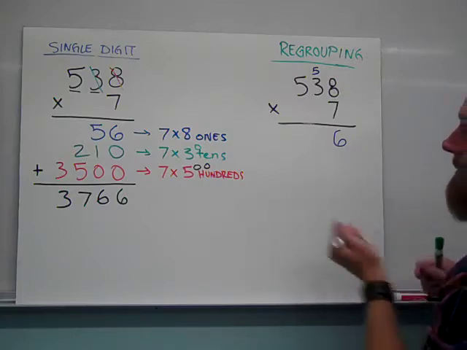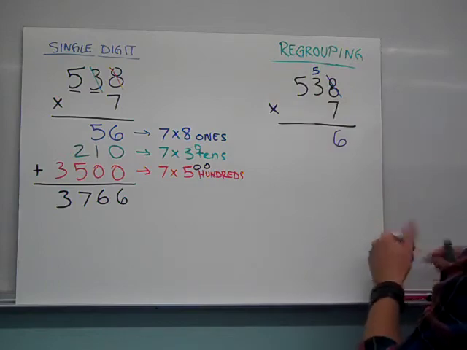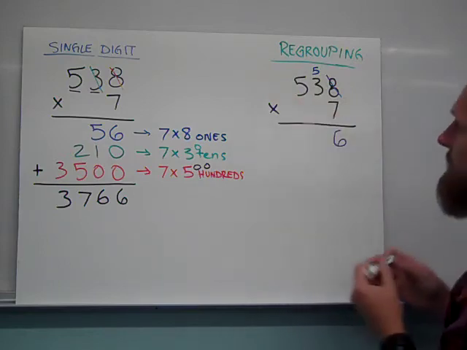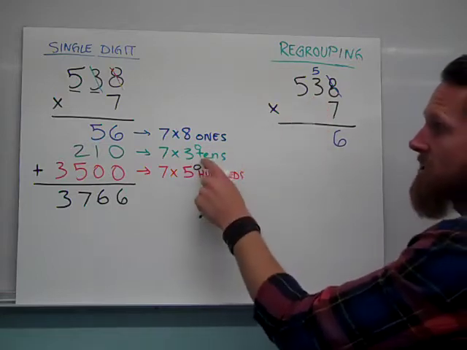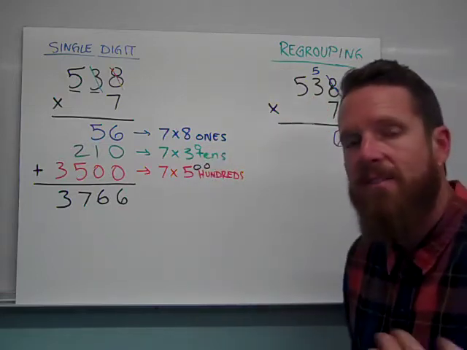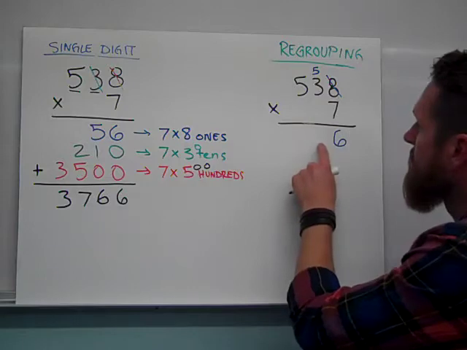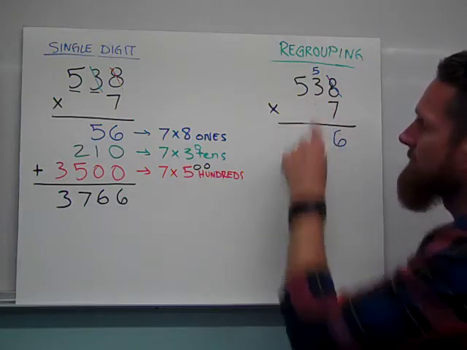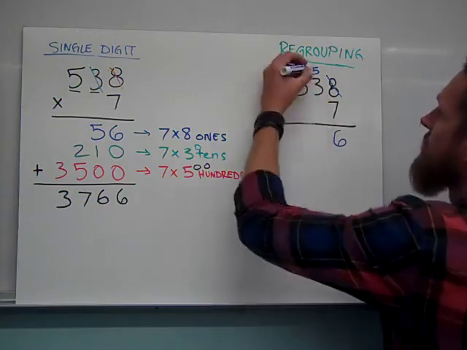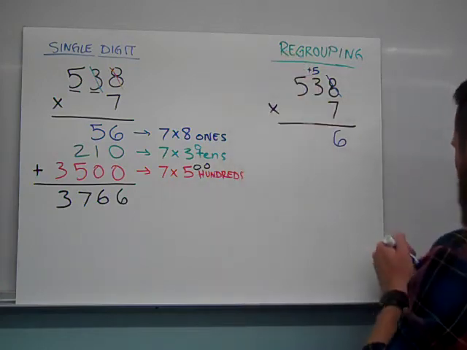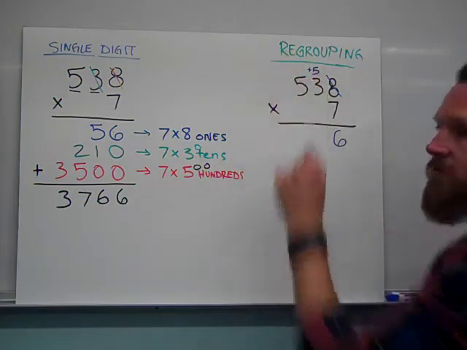I am now done with my ones. So now I go to the tens. And the same thing, I'm going 7 times 3 tens, which is 7 times 30. But I don't have to think 7 times 30 because I already moved over here to the tens. So I just say 7 times 3. And what is 7 times 3? Well, 7 times 3 is 21. And now I carried this 5.